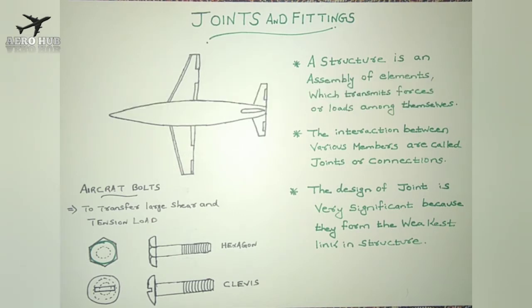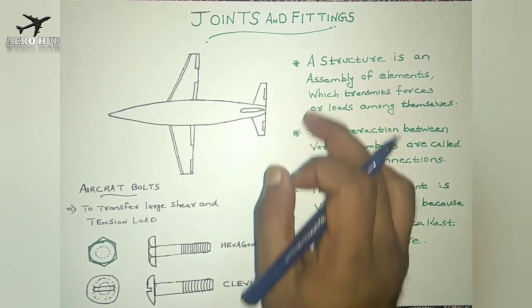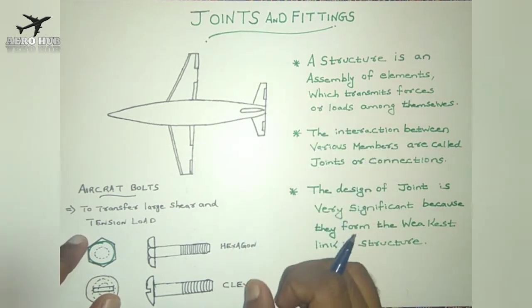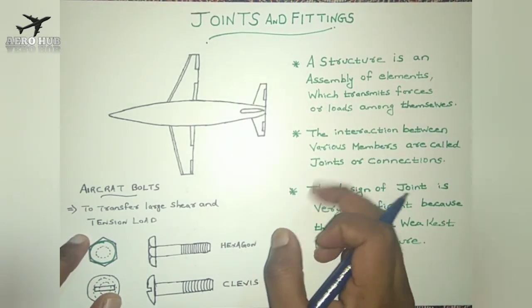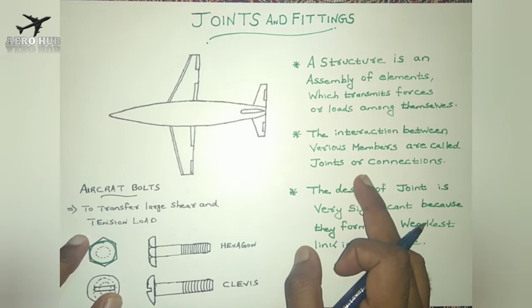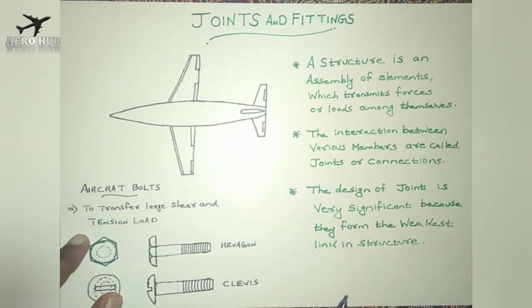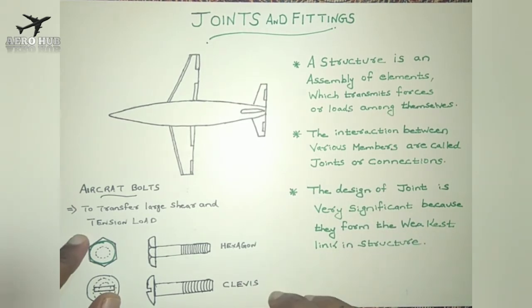In this lecture we will see about different types of rivet as well as bolt used in airframe structures. As you are aware, a structure is an assembly of load carrying members, and the interaction between various members is called joints or connections. When you are designing an airframe, one of the important factors is to design the joint, and it is one of the weakest links in the airframe structural design.